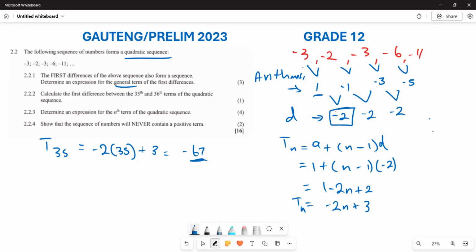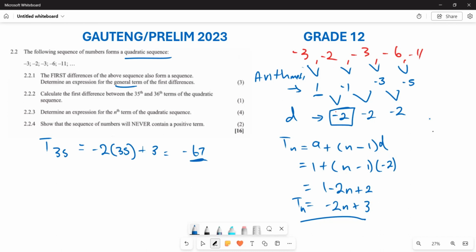Because remember, the first difference between all of those terms is going to be calculated using this particular arithmetic sequence again. So basically that's what you're going to do. Now let's see question 2.2.3.